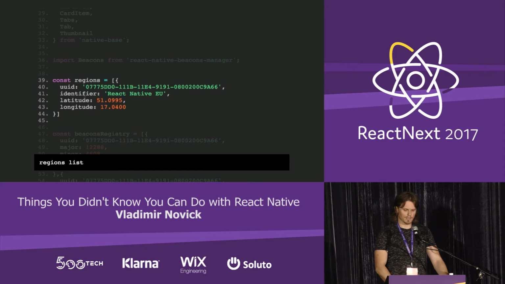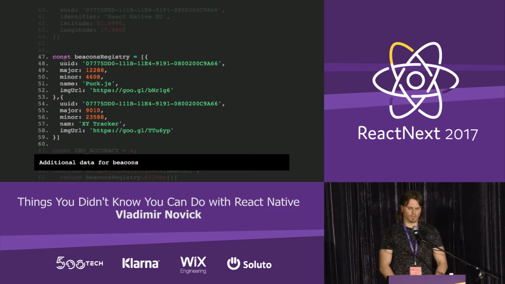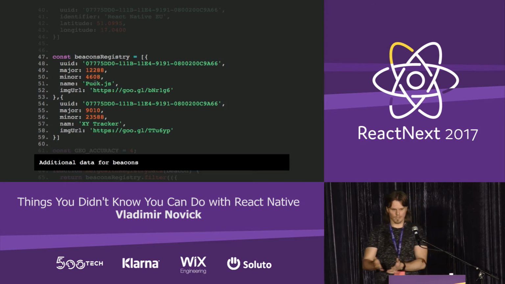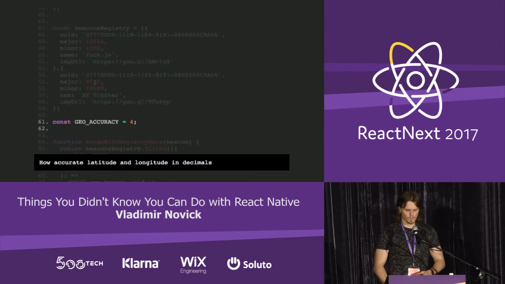Yeah, I had to change that here. And I had latitude and longitude. And I have a beacons registry. Beacons registry are basically UID, major, minor, name, image URL, and stuff like that. I have a typo here. So basically what it means, as I said, beacons have only UID, minor, and major, right? This is like my server-ish thing, which gives additional data to my beacons.